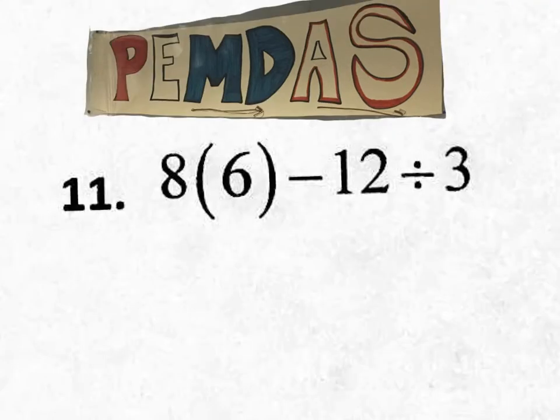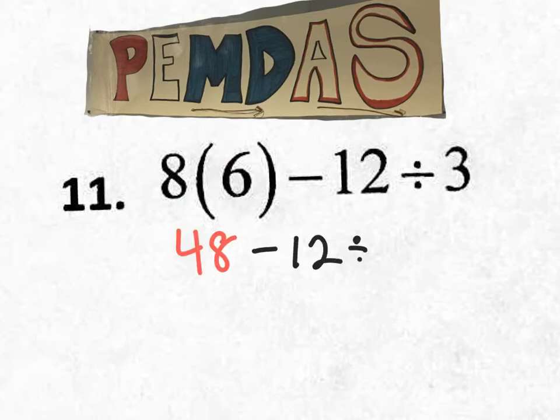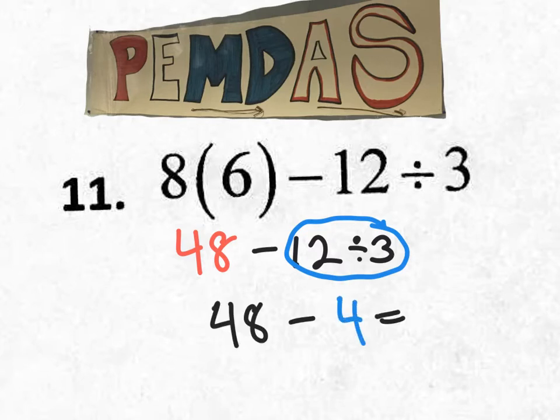Number 11. How many operations do we have on 11? Only 2? We have 3. We have multiplication, subtraction, and division. So what do we do first? Multiply, subtract, or divide? Multiply. Okay, so let's do 8 times 6. And I'm going to rewrite everything. And then, next, do I subtract or do I divide? Divide. So I want to divide 12 divided by 3. What's 12 divided by 3? That's 4. And let me bring down the rest. And my final step is simply to do 48, take away 4, which should be 44.